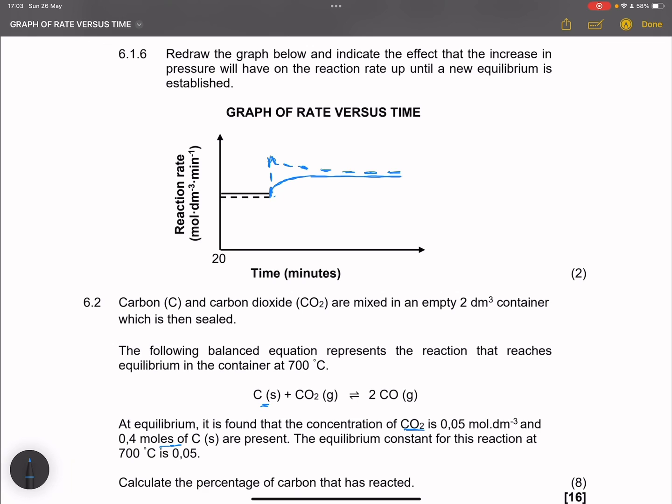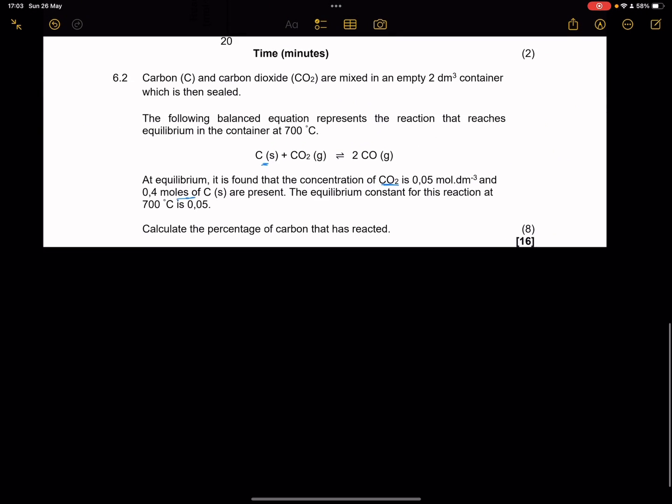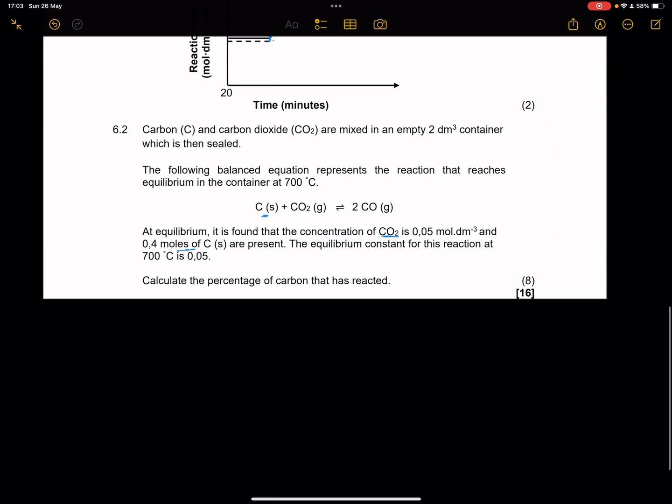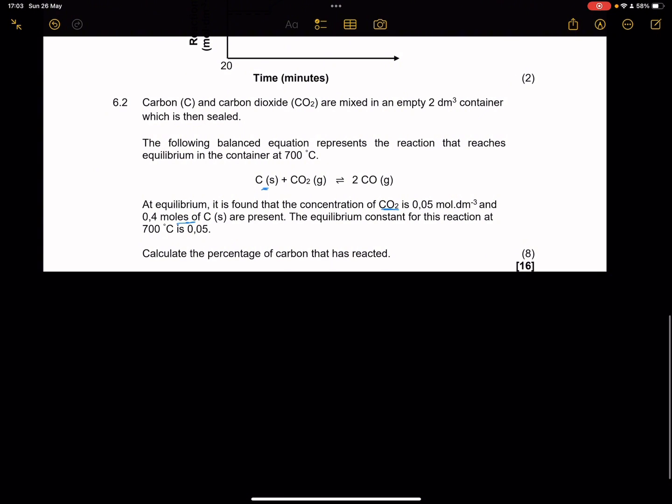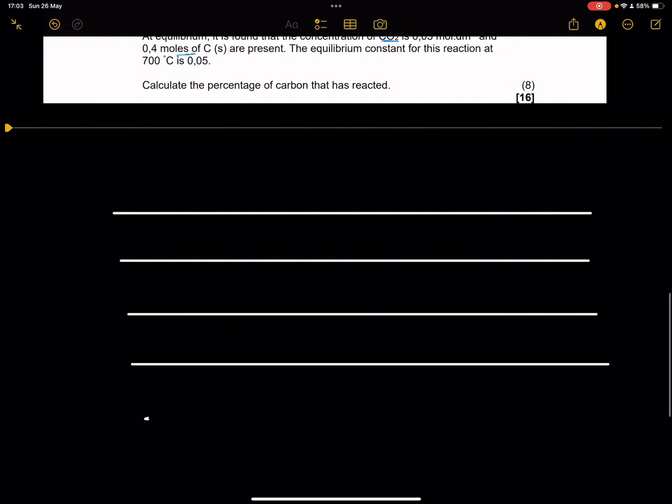All right, ladies and gents, let's take it one step at a time, right? So we're going to start with our ICE table, whatever you might want to call it. Okay, so let's talk about what it is going to look like. Okay, so of course I'm going to include all my reactants and products.